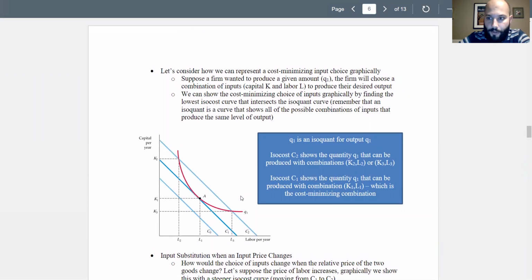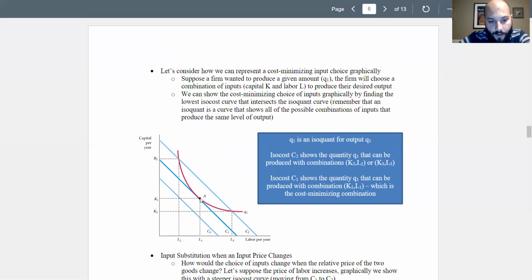Suppose that the producer wants to produce some certain quantity level, which we call Q1, and wants to know what is the cheapest, or optimal, way to produce Q1. How would we find this? Well, once again, we're going to have this tangency condition. All of these points on Q1 are possible capital and labor combinations which result in the production of this quantity Q1. And we can see that point A here, the tangency point, is on this isocost C1.